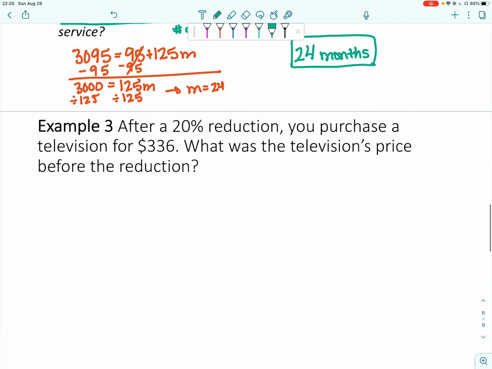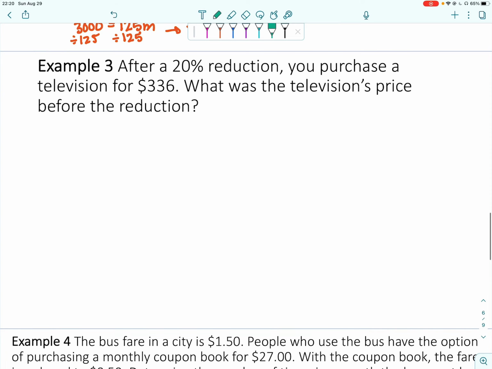Moving on to the third example. After a 20% reduction, you purchase a television for $336. What was the television's price before the reduction?